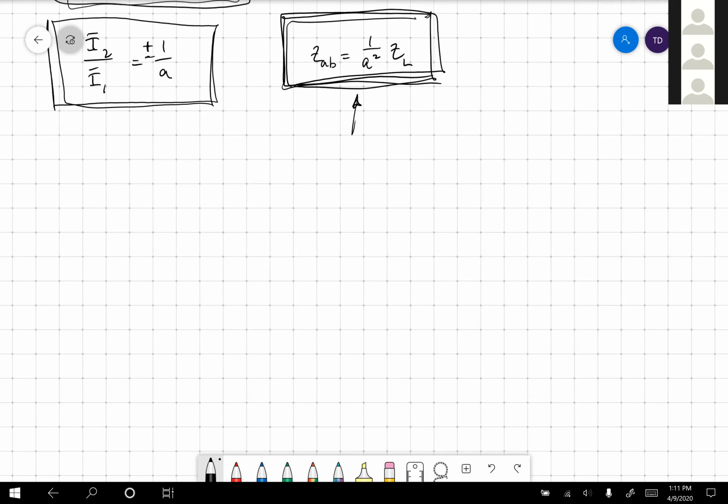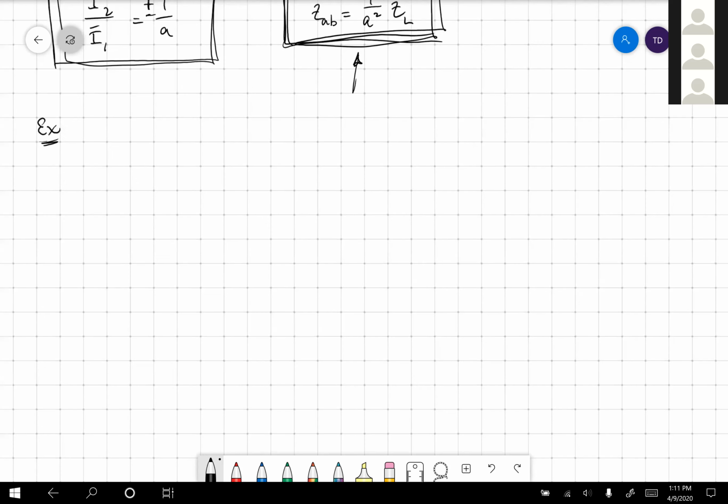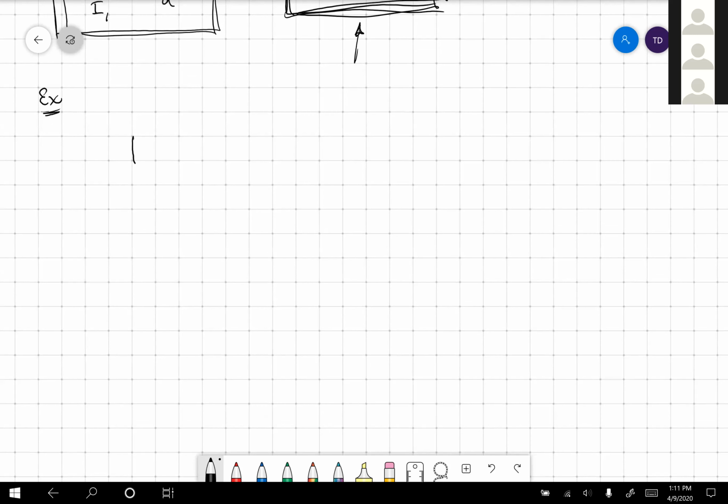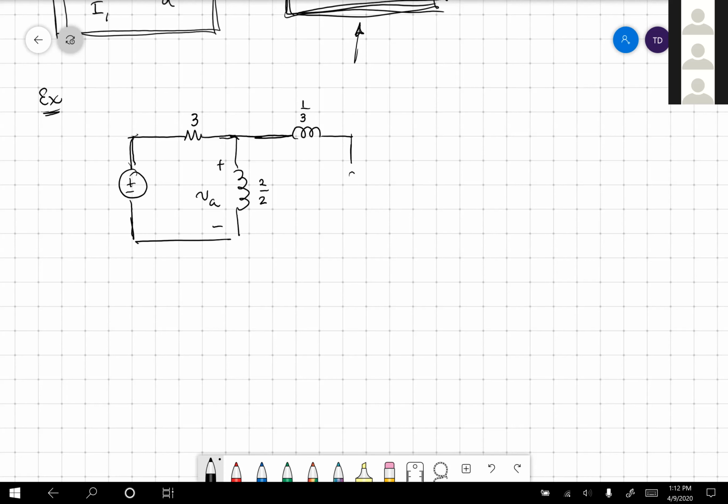Okay, so let's start with an example. Try to get 2 examples done today. In this example, I want the following circuit. We're going to have a 3 ohm resistor, and an inductor here. This is an inductor, it's not a transformer. Let's label the voltage V sub A across this inductor. It is a 2/3 Henry inductor. And then I have another inductor here, and this one's going to be 1/3 Henry. And then I have my ideal transformer.